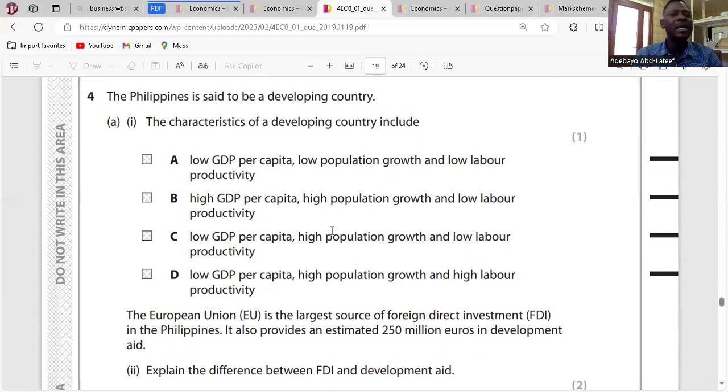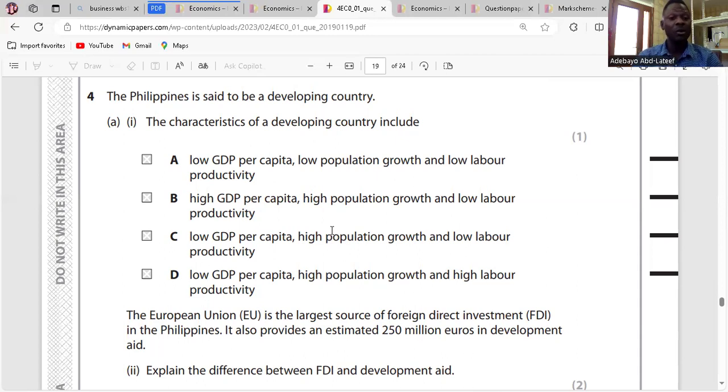Even population might make an economy more developed. Low labor productivity, yes, it's a feature of unemployment, but because there's low population growth, it makes A not the answer. For B, GDP per capita, no. A developing country might have a low GDP, not a high GDP. A country that is developed will have a high GDP, and here we're talking about developing countries. So B is out already.